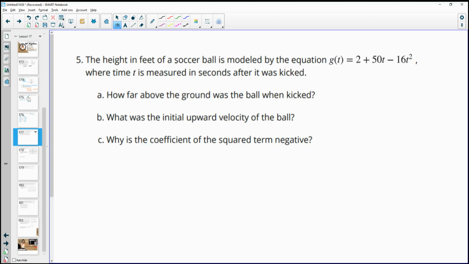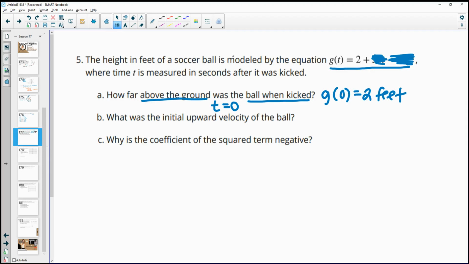Number 5, the height in feet of a soccer ball is modeled by this equation, where the time t is measured in seconds after it was kicked. So how far above the ground was the ball when it was kicked? So this is the initial height of the ball, when it's being kicked. So this is when our t equals 0. So if we plug in 0 for all the t's, 50 times 0 would be 0. -16 times 0 squared would be 0. So our initial height is just going to be 2 feet. So at the time that this ball was kicked, it was 2 feet off the ground.